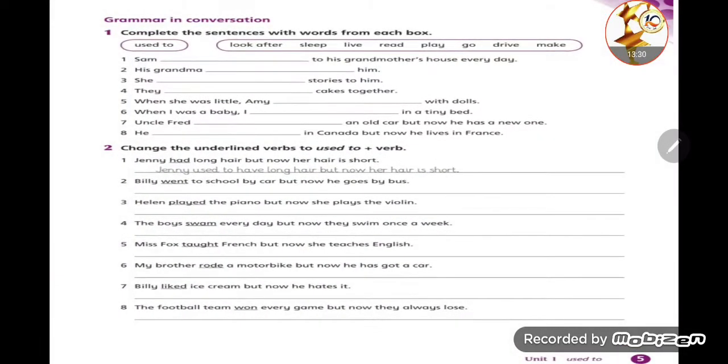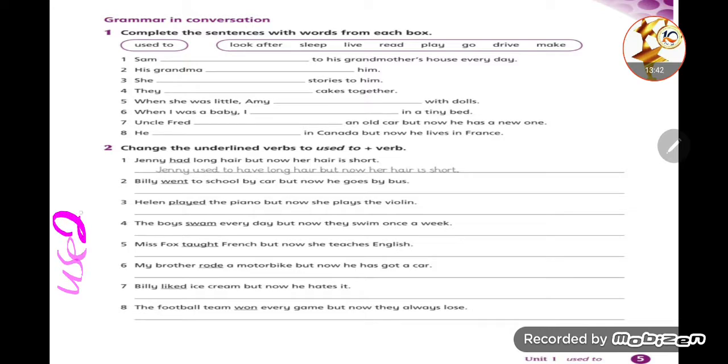These are the answers for page number 4. Now let's move to page number 5. On page number 5, we are going to use what? We are going to use our second structure, used to plus infinitive. When we use used to with infinitive or verb 1, we have here also two questions.